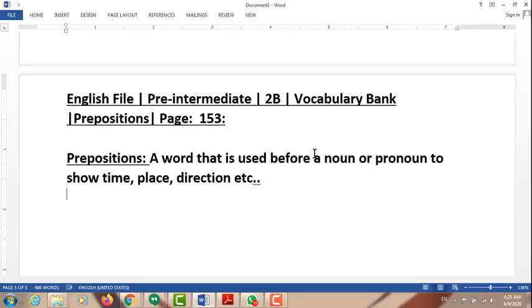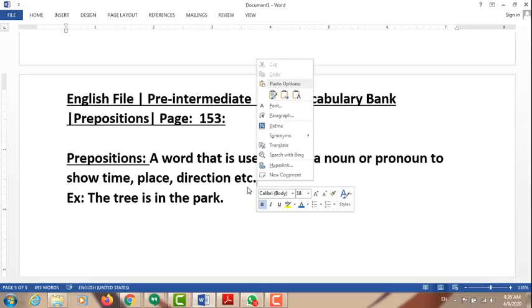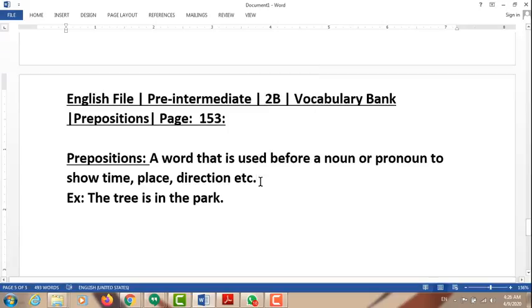Let me give you an example. For example, the tree is in the park. The tree is in the park. Look at this one, guys. The tree is in the park. Now, this shows what? This shows place, and this gives you the direction for this place. Okay, in is a preposition. In is what? A preposition.